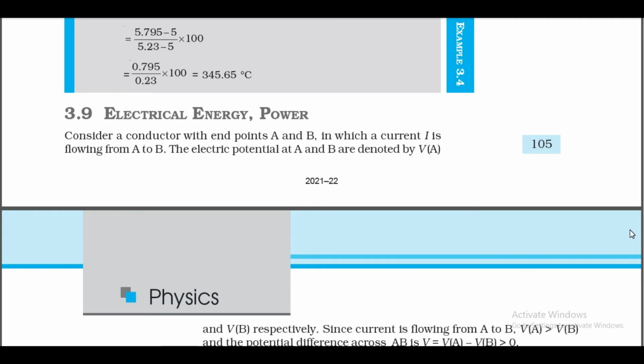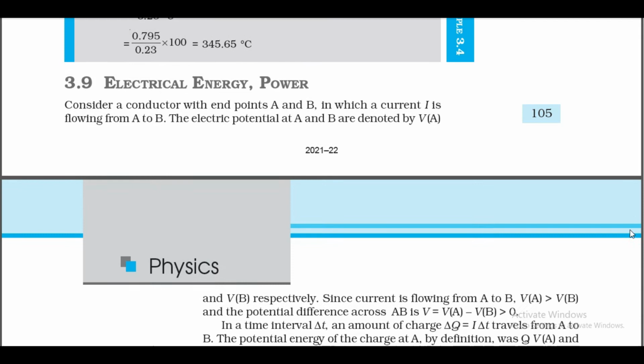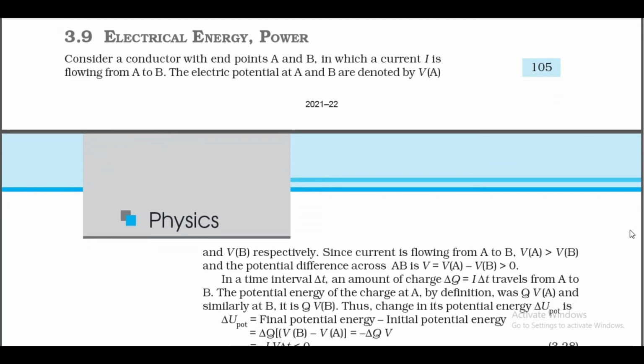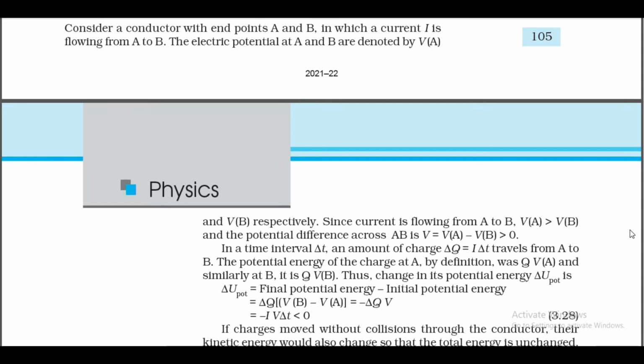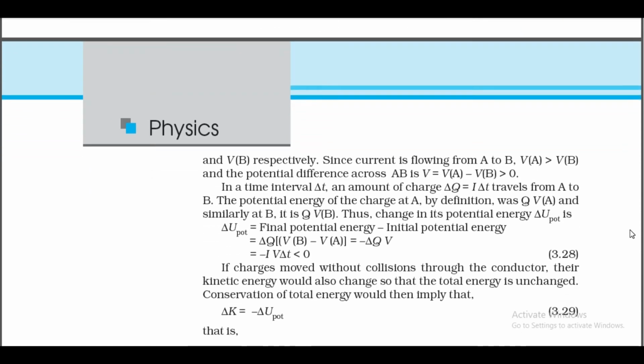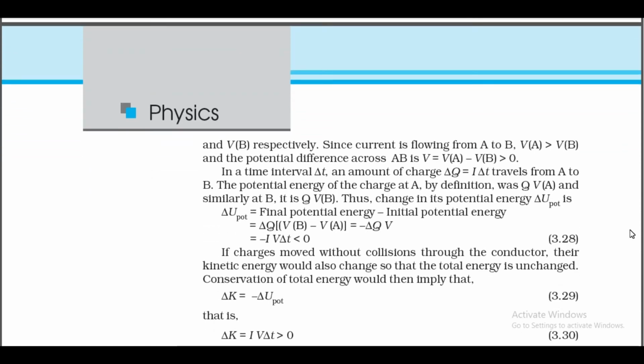3.9 Electrical energy, power. Consider a conductor with end points A and B in which a current I is flowing from A to B. The electric potentials at A and B are denoted by V(A) and V(B) respectively. Since current is flowing from A to B, V(A) > V(B), and the potential difference across AB is V = V(A) − V(B) > 0.